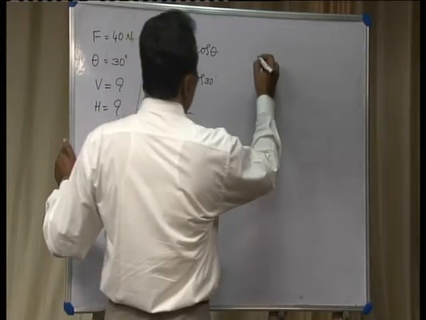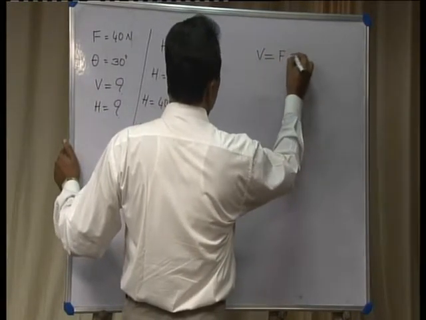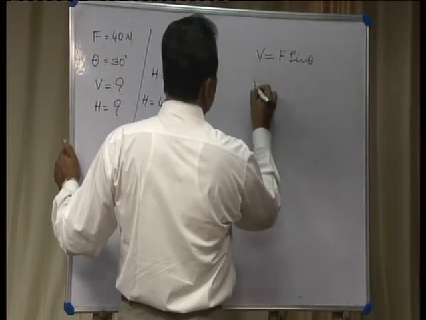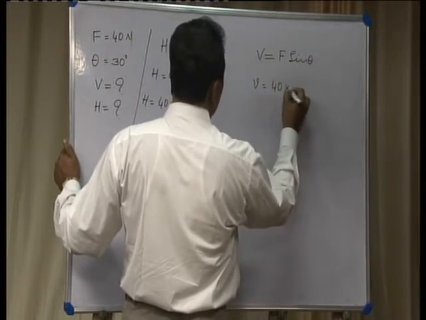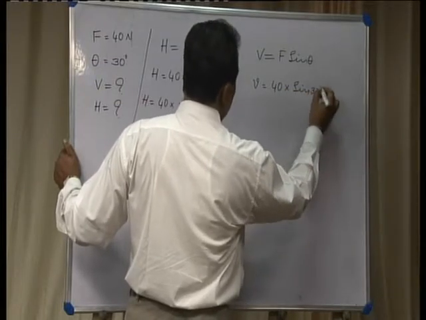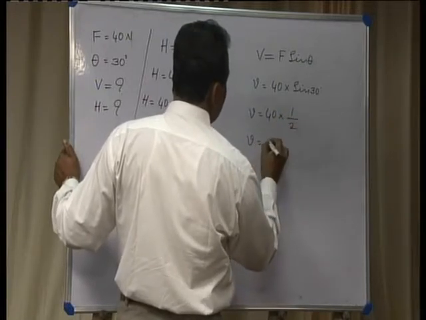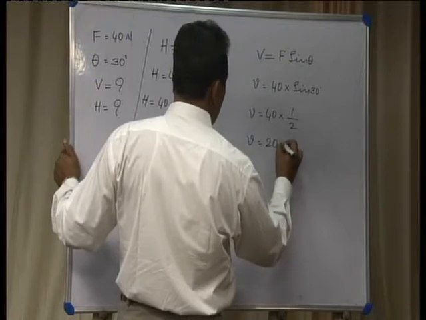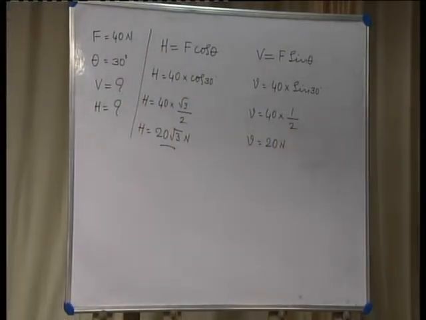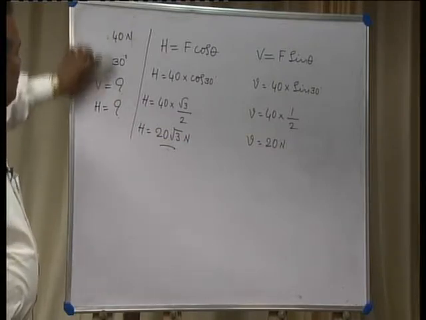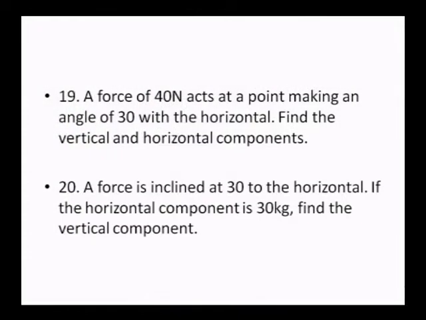Similarly, the vertical component of the same force is V is equal to F sin theta. That is, V is equal to F which is 40 into sin of theta, which is 30. We know that sin 30 is 1 by 2, so V is equal to 20 Newton, the vertical component of the force. This is how the horizontal and vertical components of a force are calculated. Now, move on to the next problem.